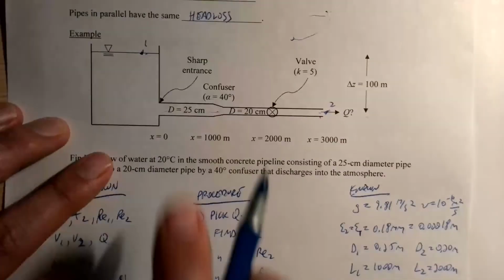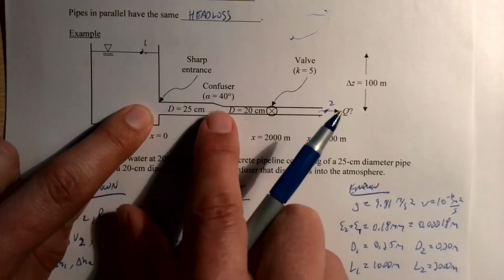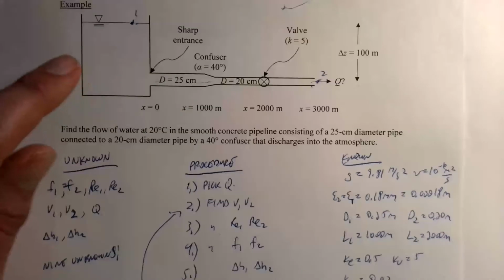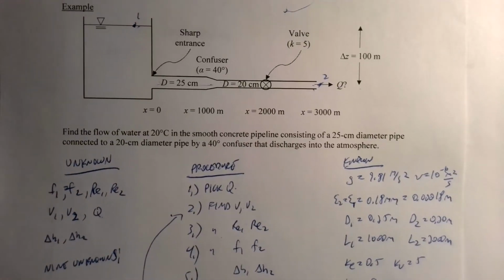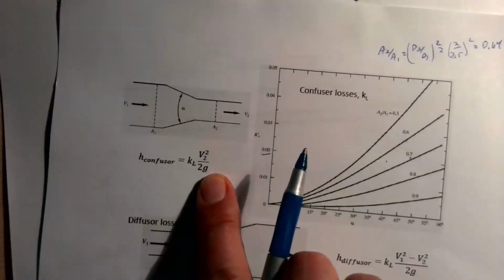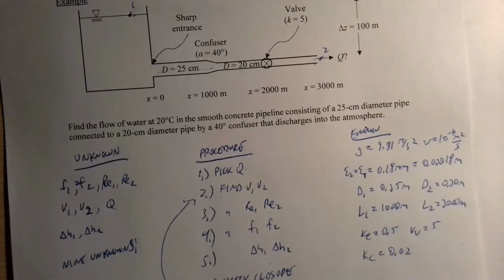So we have delta Z is equal to V2 squared over 2G plus, so we're going to have an entrance loss. If we look here, we're going to have an entrance loss that's going to go with V1, and then we're going to have our confuser loss that goes with V2. Remember, our equation is written in terms of the second pipe. It doesn't depend on the velocity in the first one.